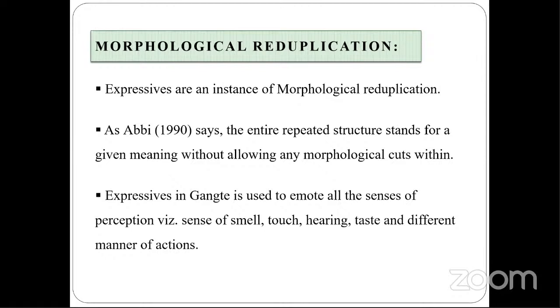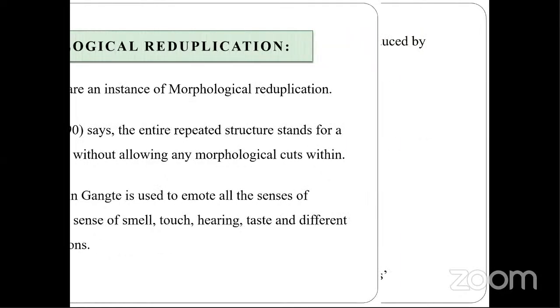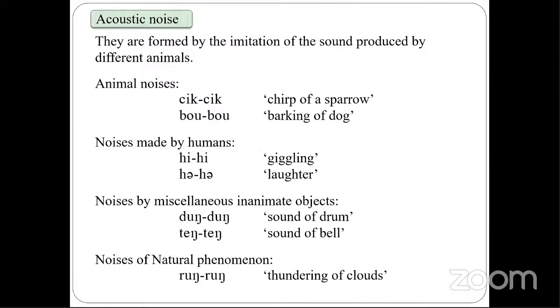In Gangte, they are used to emote all the senses of perception: the sense of smell, touch, hearing, or taste, and different manners of accents. Under the heading of acoustic noise, they are formed by the imitation of sounds produced by different animals. In animal noises in Gangte, we have chick chick, the chirp of a sparrow, or bobo, the barking of a dog. And noises made by humans, we have hee hee, giggling, or haha, laughter.